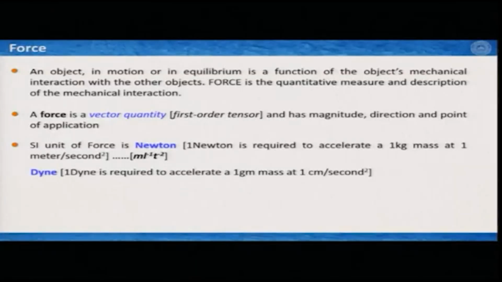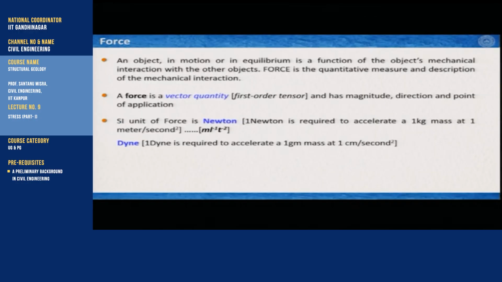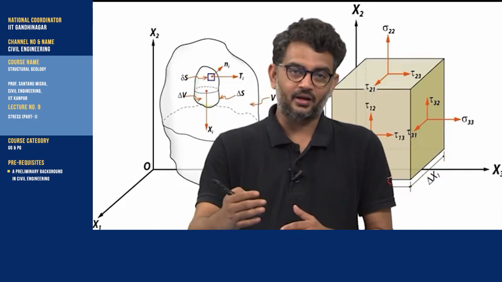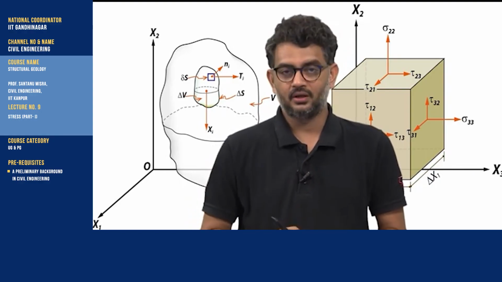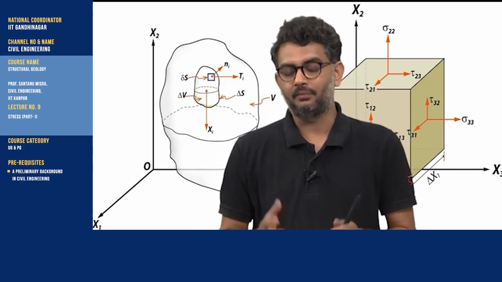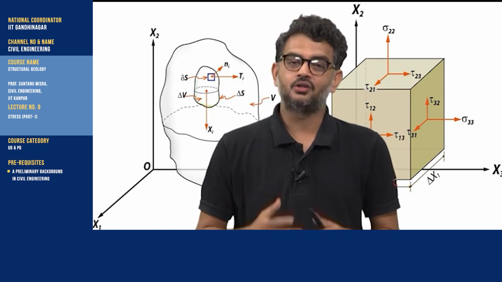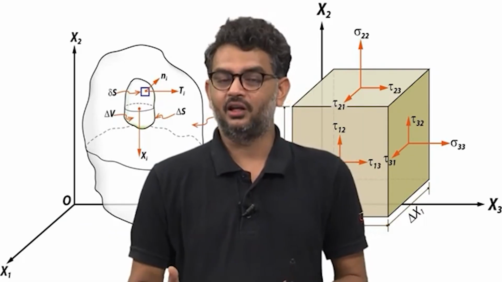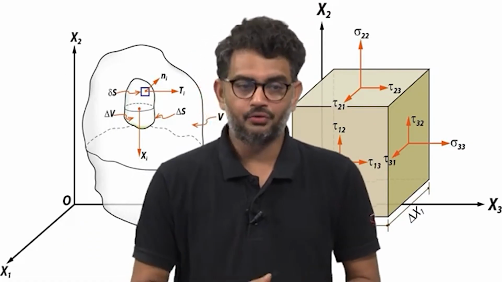So we can define that an object in motion or in equilibrium is a function of the object's mechanical interaction with other objects. Now, force is the quantitative measure and description of this particular mechanical interaction. So, if you have a material, how this material is interacting with its neighboring or other objects is the study of force, or it is defined as force if you can measure it quantitatively. And that means not necessarily all the bodies have to be in motion to identify or to measure force.